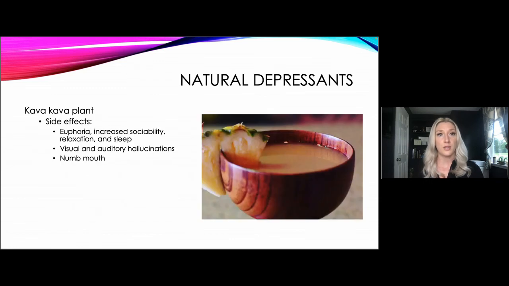It's also worth noting these 2 natural depressants. The kava kava plant is one, and the effects here can include euphoria, increased sociability, relaxation, and sleep. You'll see the picture here on the right. It's actually used to make drinks in other countries. It can cause visual and auditory hallucinations, and some people have even experienced a numb mouth from it. Then the datura plant, the side effects of this one are hallucinations, sedation, and sleep. So these are natural depressants that have been used.